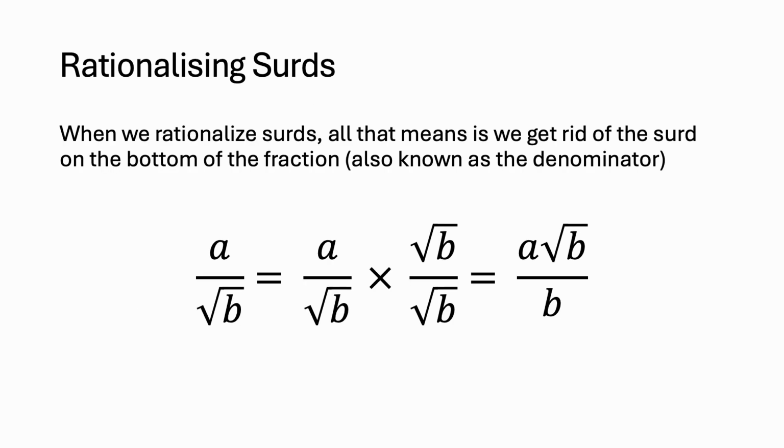There is something else that we need to know, which is called rationalising surds. When we rationalise surds, that essentially means that we get rid of the surds on the bottom of the fraction, also known as the denominator. So a over root b, if we were to rationalise the surd, we'd have to times the top and bottom by root b, so that we can get rid of this root b surd here. A root times by itself makes the number inside it, which is b. So we have essentially rationalised.